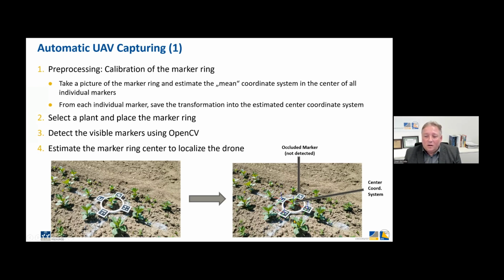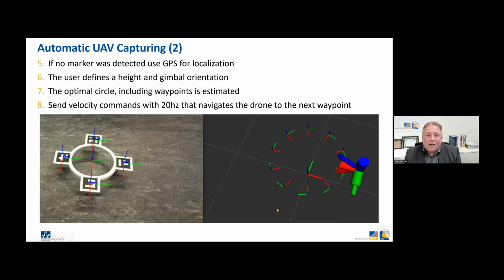Yeah, so we learn a model of this marker ring, and then we define a coordinate system relative to it that is in the center of the plant. And then, we define trajectories around that at different radii, different heights, different gimbal angles to actually look at the plant. And then, use images that come from the drone live to find these markers, to estimate the relative drone pose, and then send control commands to it.